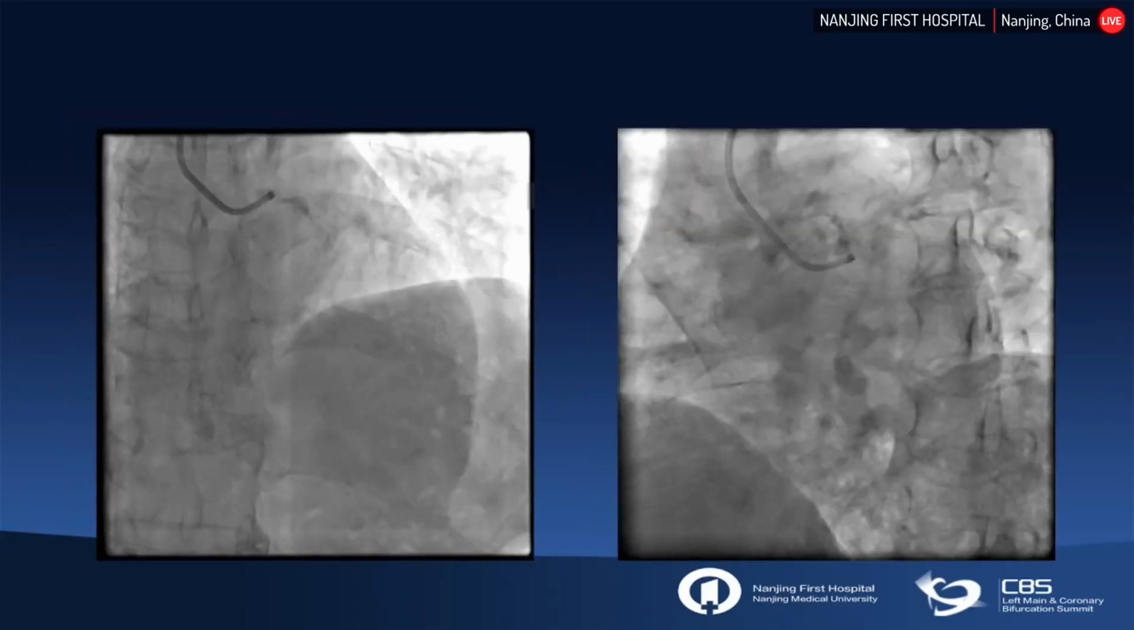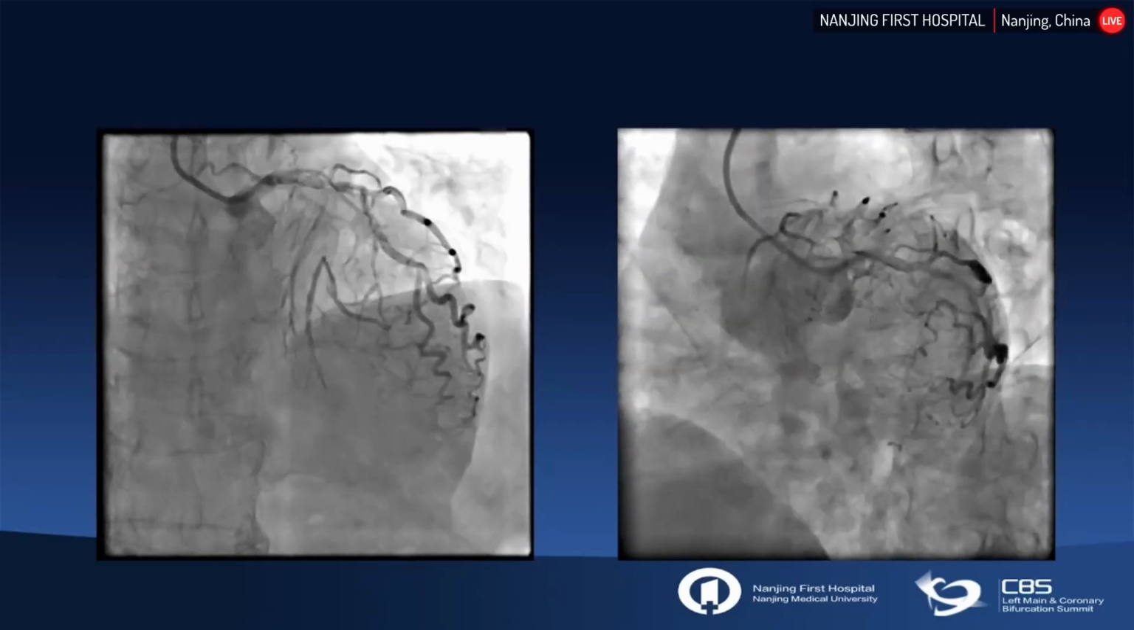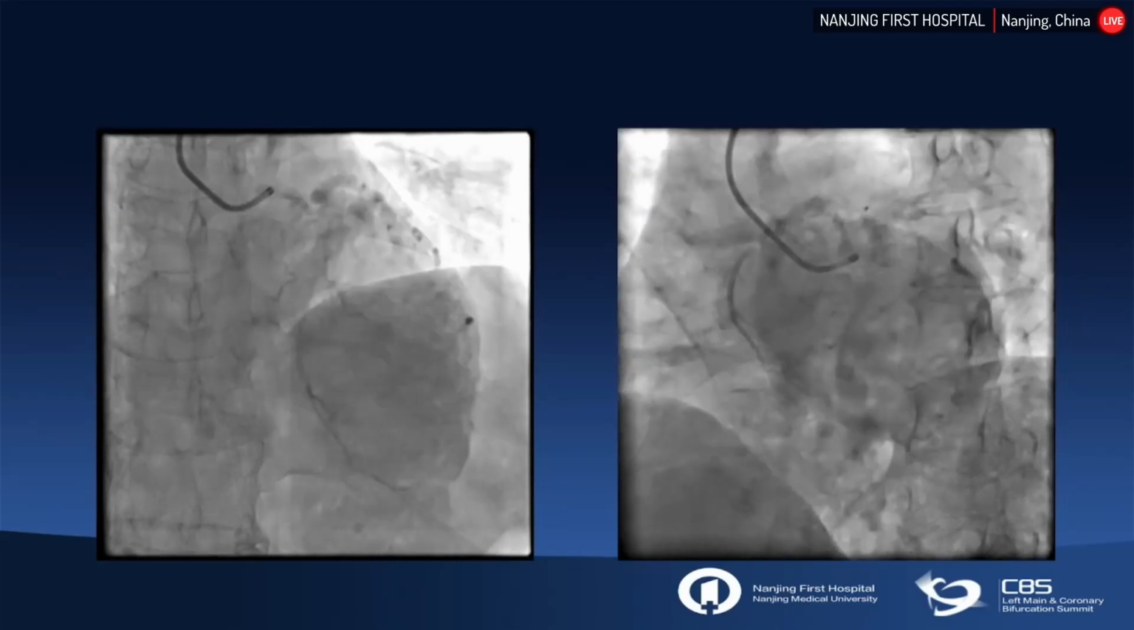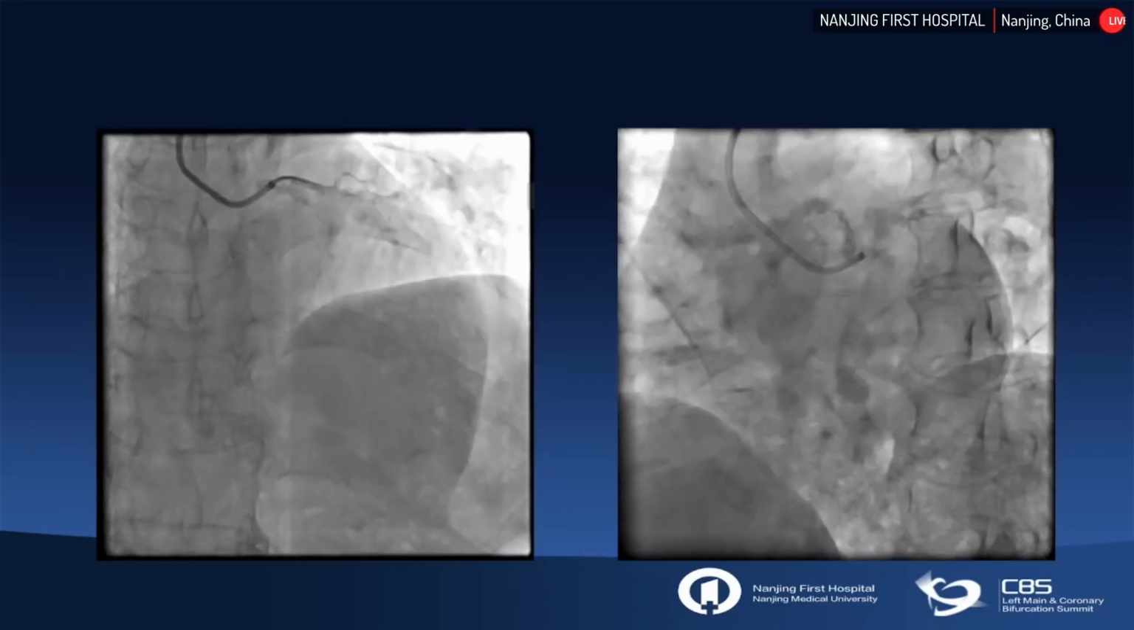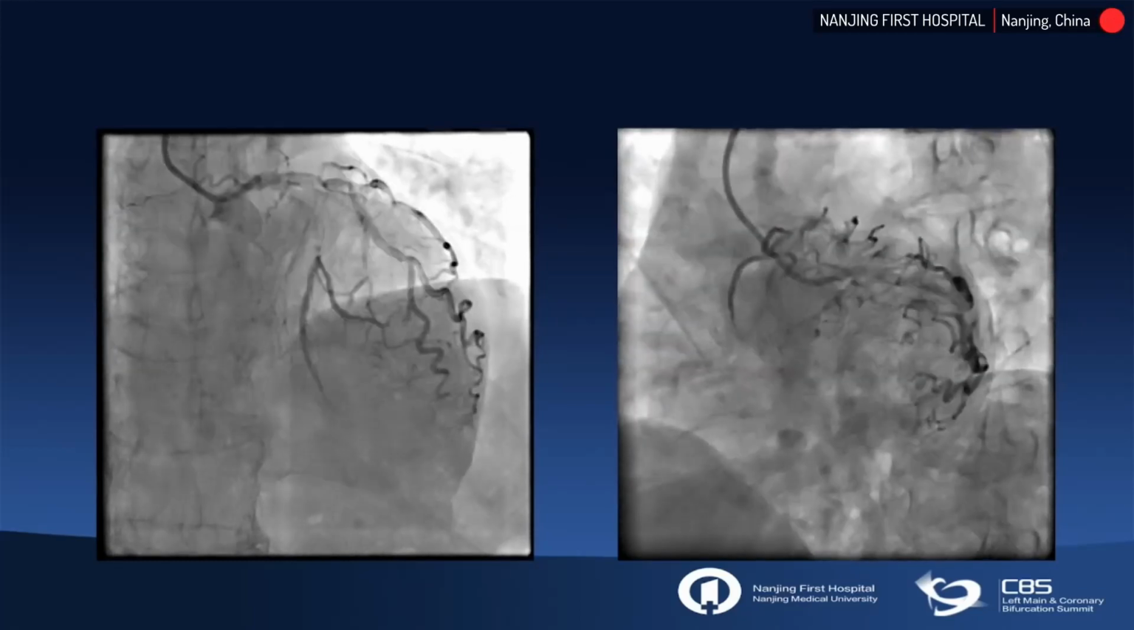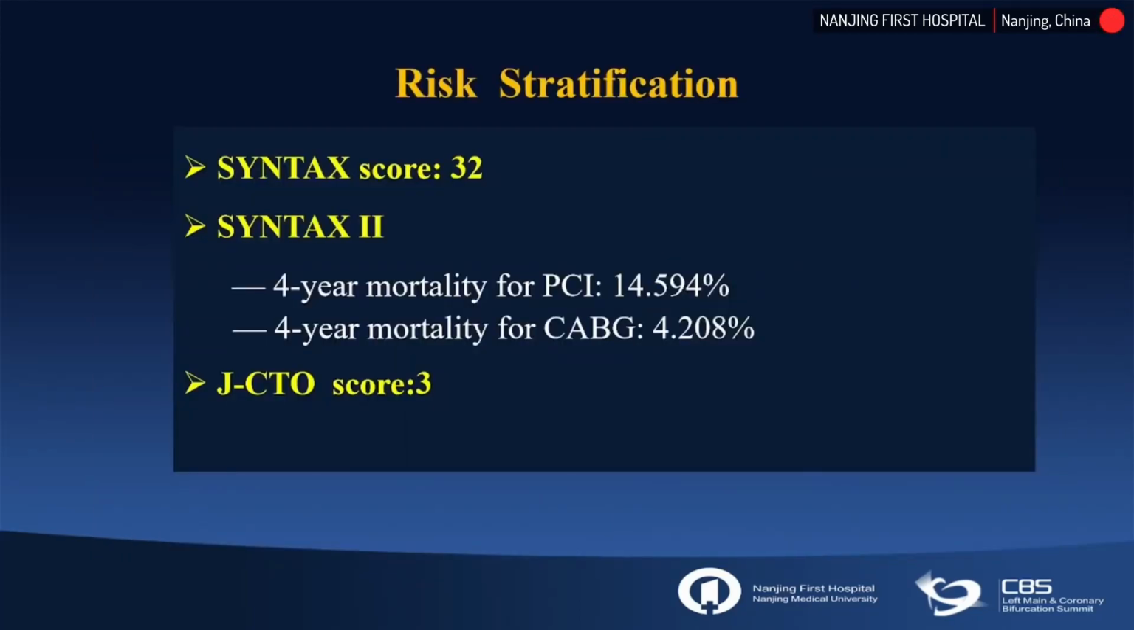Next. We also see the LAO cranial and the spider position. Further test the above mentioned lesion. Next. Then we calculate the SYNTAX score and the CTO score. We find that the score is very high. It indicates the lesion is very complex. However, the patient refused CABG and the patient's age is high. And eventually, the patient went to PCI.